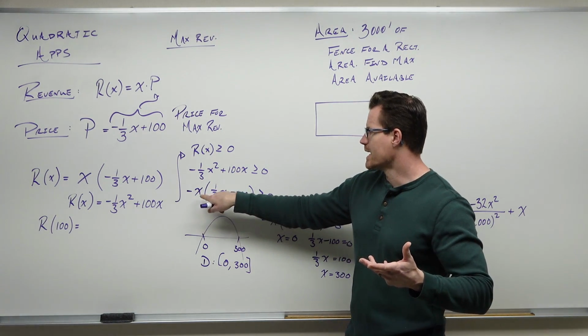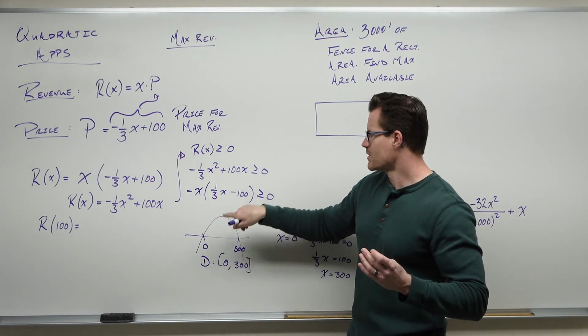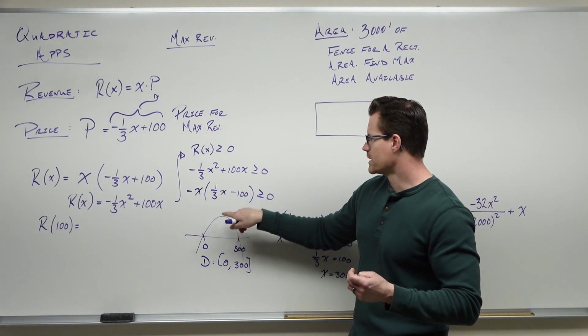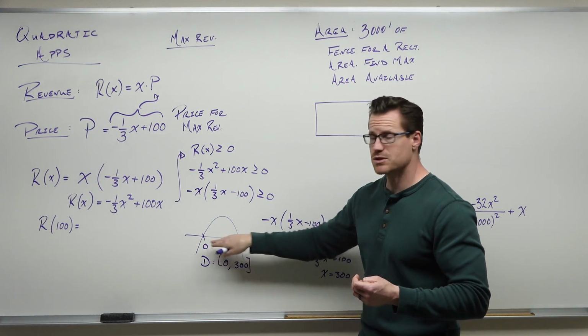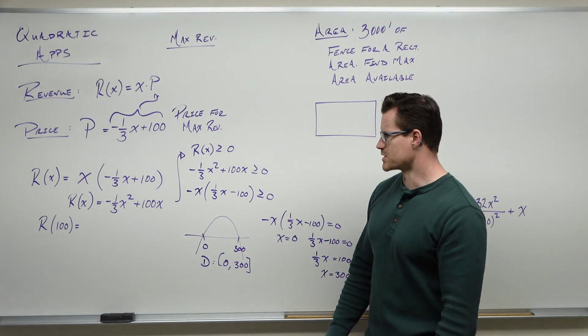Fixing my sign and then saying, hey, we would cross the x-axis at 0 and at 300, and we're looking for where this downward opening parabola is above 0. That's between these two numbers. That's our domain for this problem.